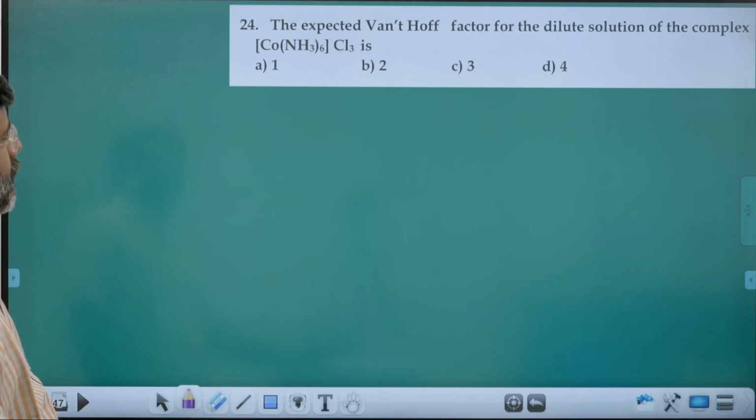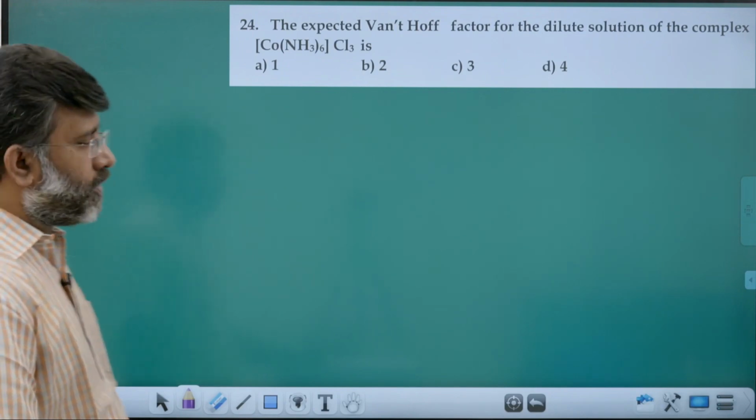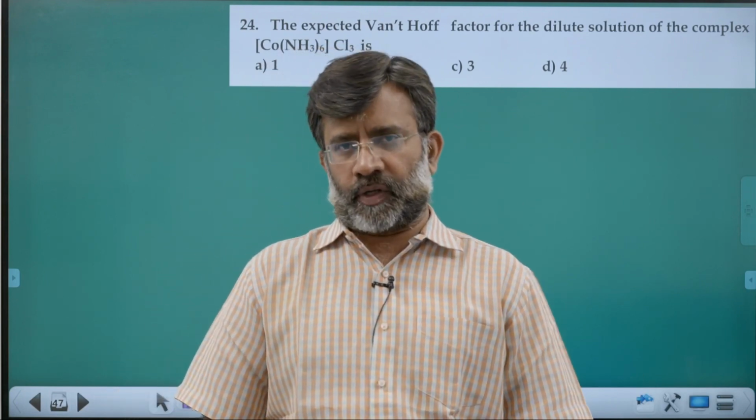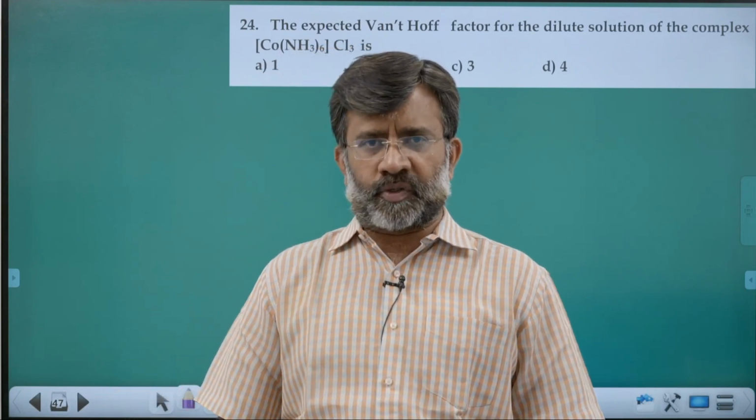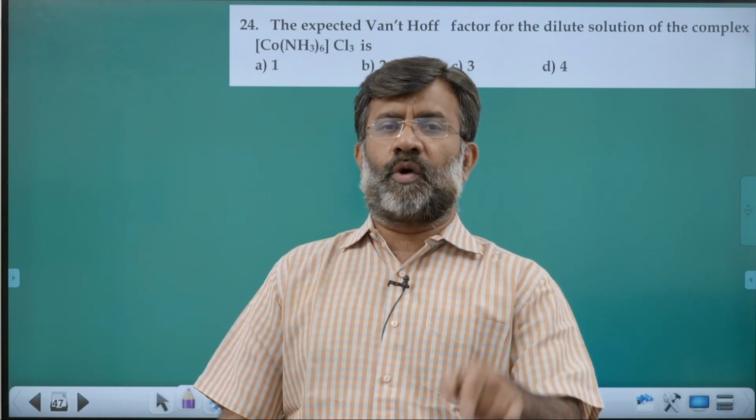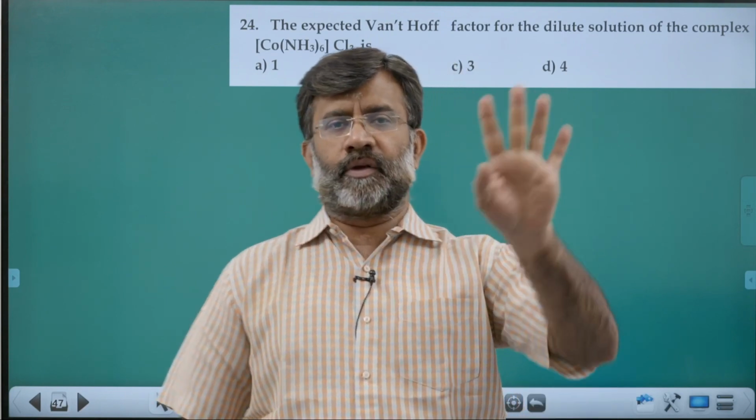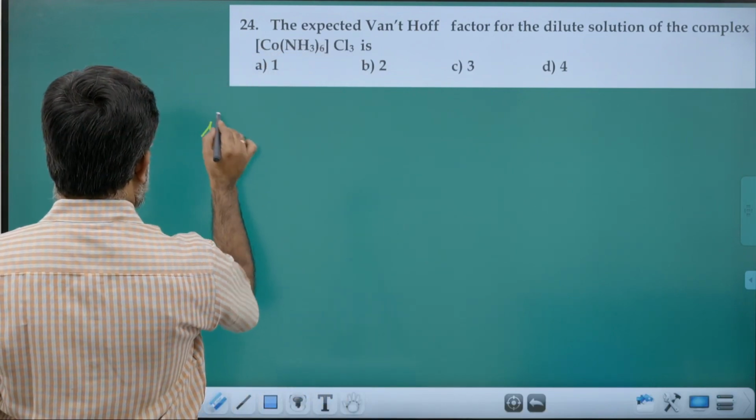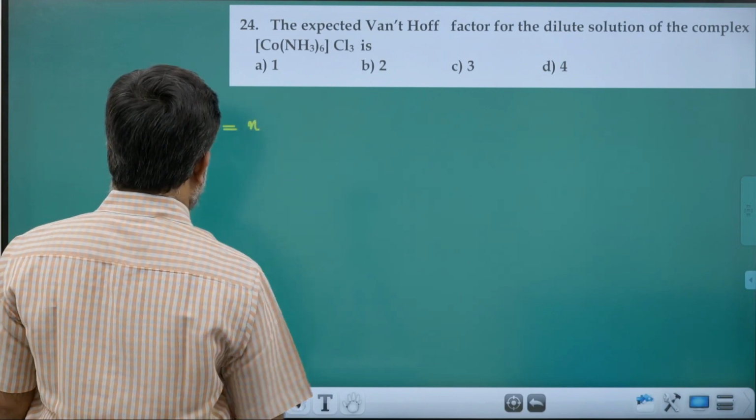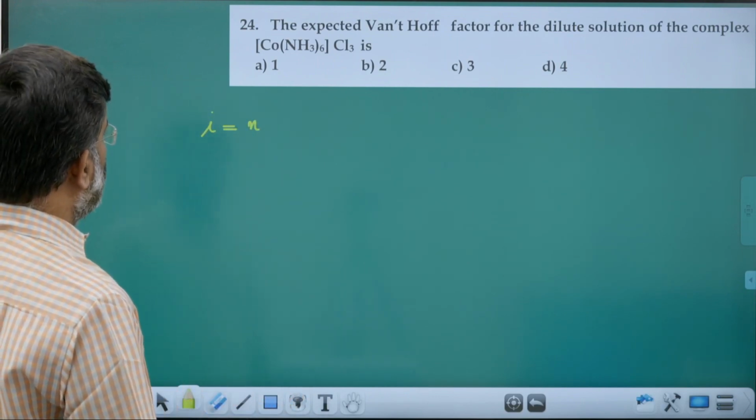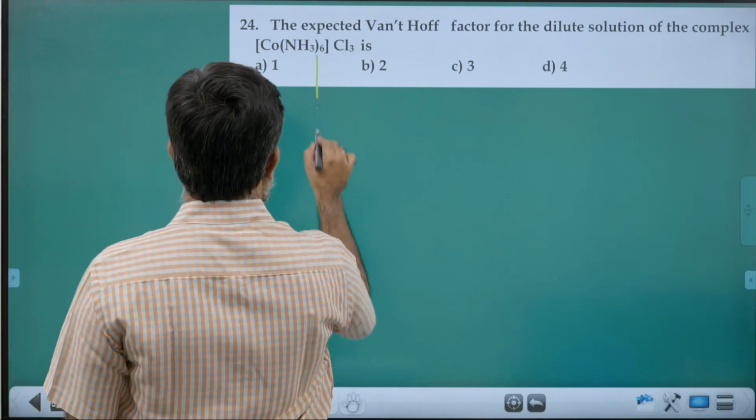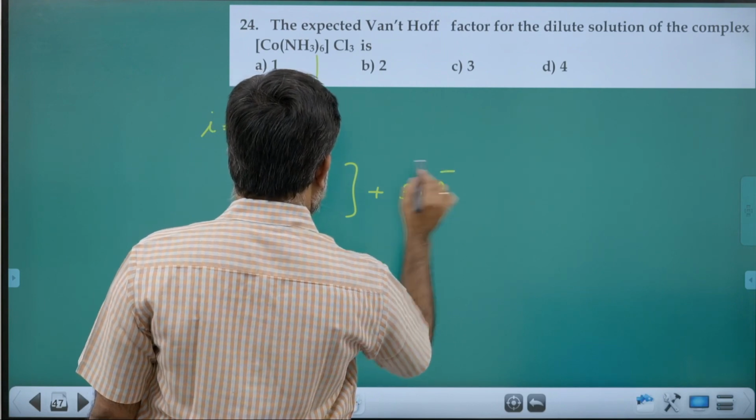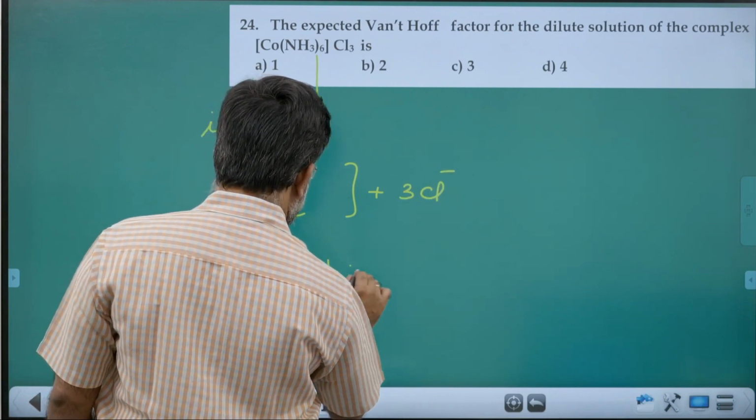Expected van't Hoff factor for the dilute solution of complex. A dilute solution means we are expecting degree of dissociation 100%. When the degree of dissociation is 100%, alpha is equal to 100%, i factor is equal to n. N means number of particles obtained by ionization. This, when it ionizes, you get a complex and 3Cl minus. This is 1,3 type electrolyte.